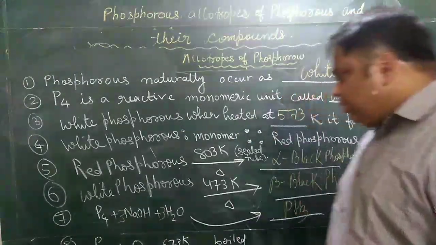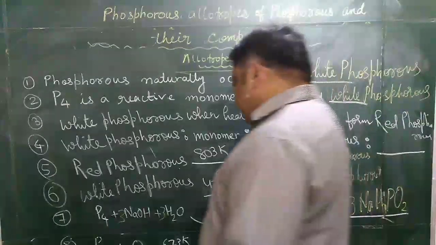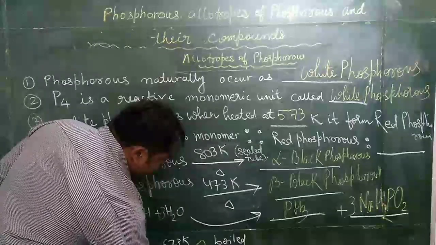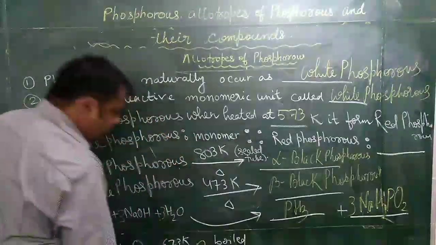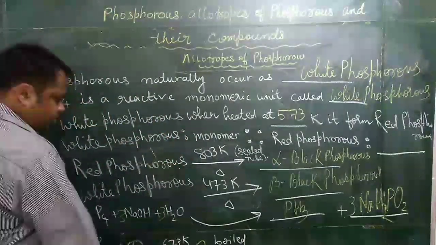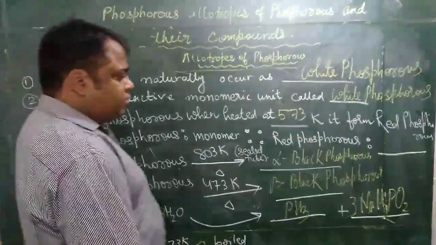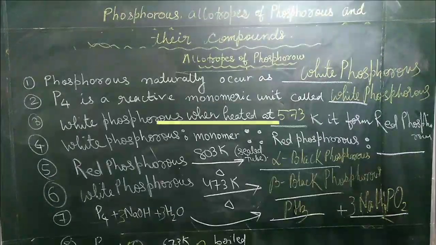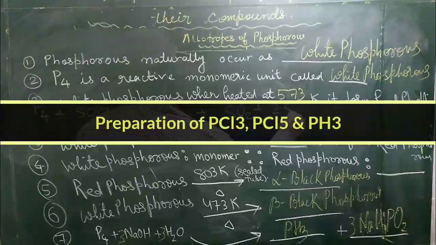So when P4 is heated with O2, it forms phosphorus oxide, P4O10, as simple as that, 5 times. So in this way you can remember the properties of allotropes of phosphorus.